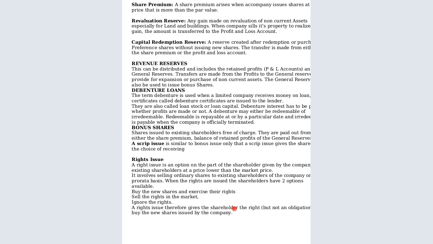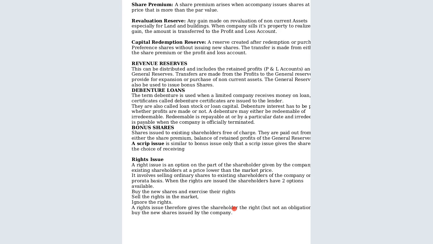So when the company gives you the option of buying shares at a lower price, you can do the following. One, you buy the shares and you exercise that right. You buy the shares at the lower price. That is one option you can do as a shareholder. You take the offer and you buy the shares. Two, you sell the rights in the market.